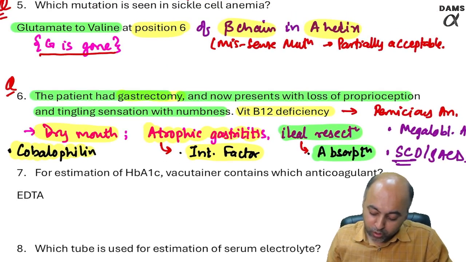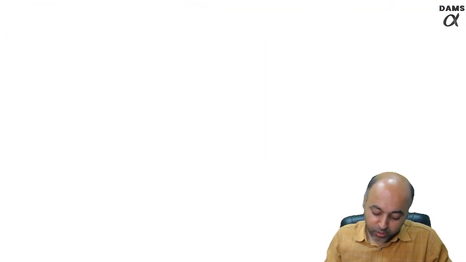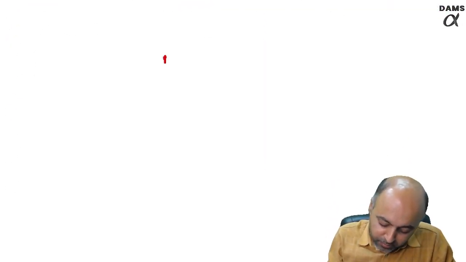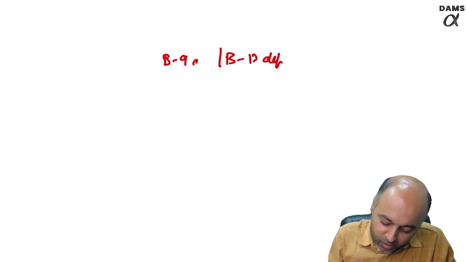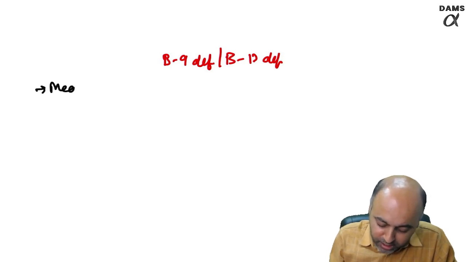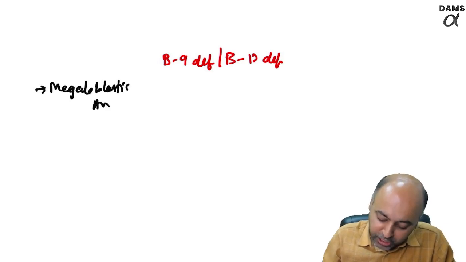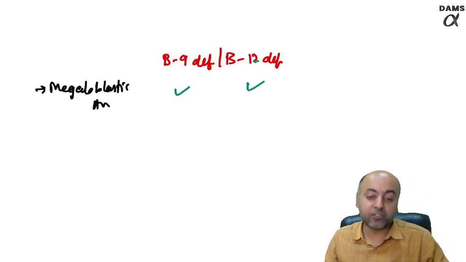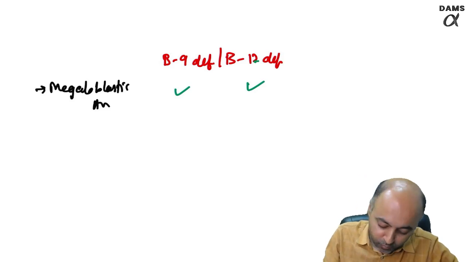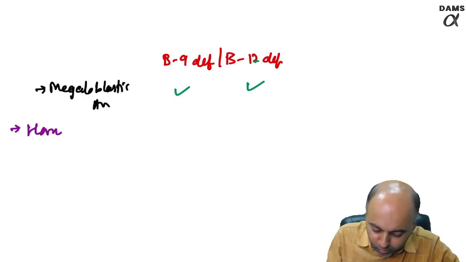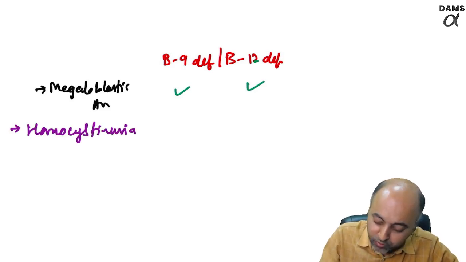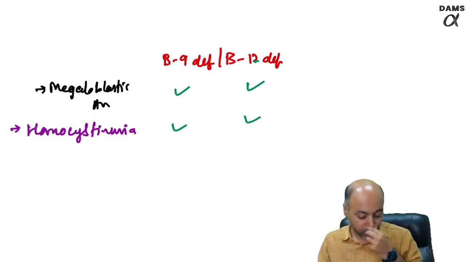Okay, you also get asked about the distinction between B9 and B12 deficiency. This is very common. What you have to remember is that we have megaloblastic anemia. Megaloblastic anemia will be seen in both B9 and B12 deficiency. In addition to that, you will get homocystinuria. Homocystinuria will be seen in both B9 and B12 deficiency.